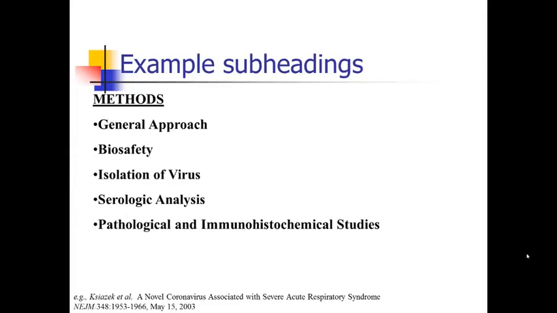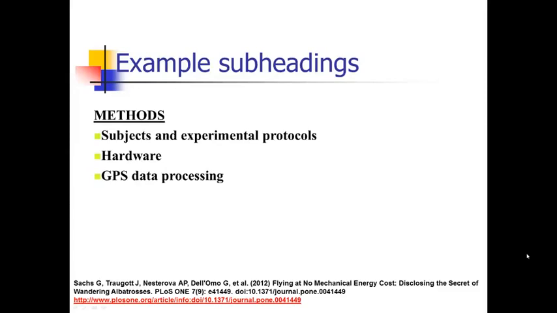This was a paper on viruses, and they had a general approach, biosafety, isolation of the virus, serologic analysis, pathological and immunohistochemical studies, molecular analyses. So it had information for each of those. Depending on what type of study you're doing and what scientific discipline you're coming from, those subheadings are going to vary, but this is just to give you a couple of examples. Here's another one. This was looking at the flight of albatrosses, and so they started with subjects, the subjects being the albatrosses, and experimental protocols, hardware. They're doing some GPS tracking, GPS data processing, and wind. So that's another set of subheadings.